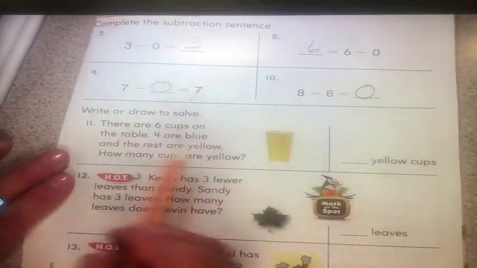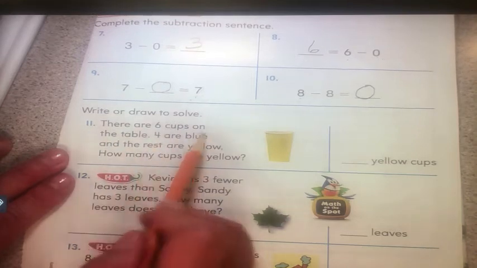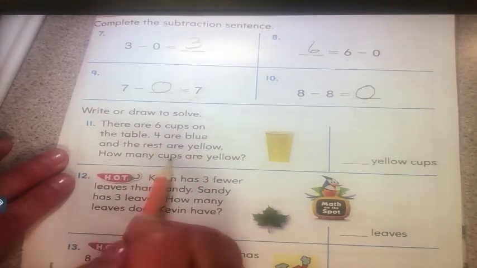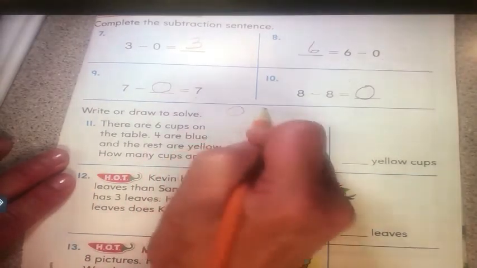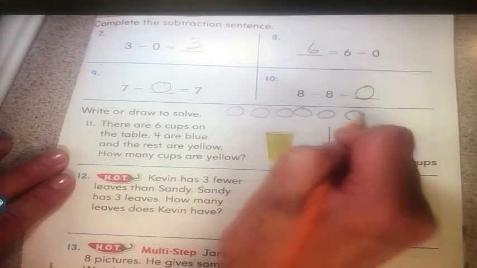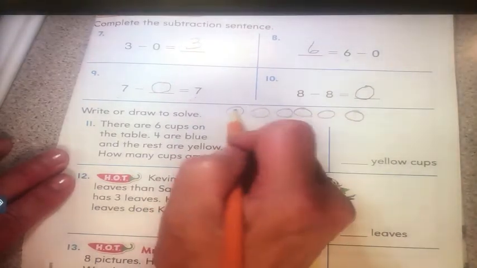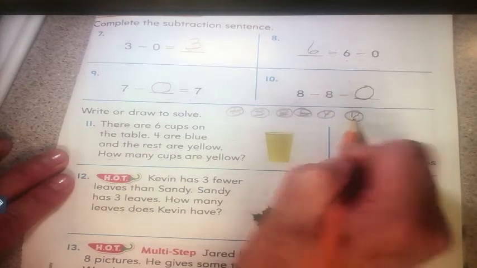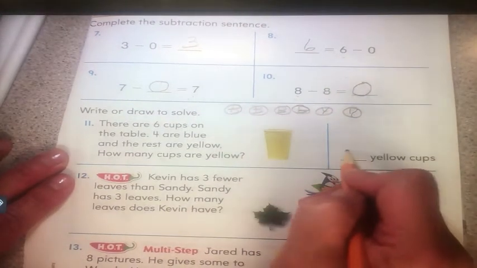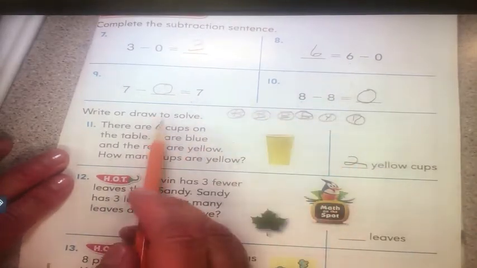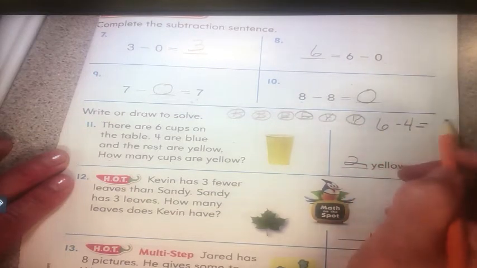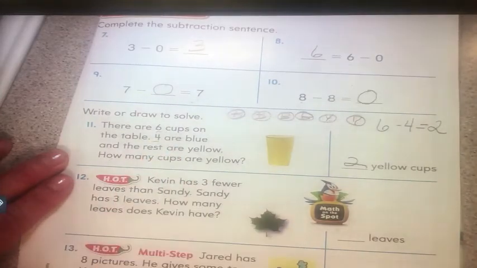Number 11, write or draw to solve. There are 6 cups on the table. 4 cups are blue and the rest are yellow. How many cups are yellow? Well, if we have 1, 2, 3, 4, 5, 6 cups, and 4 of them are blue, and the rest are yellow, how many yellow ones are there? 2 yellow cups. Or you know you're finding the difference. You could have said a number sentence, 6 minus 4 equals 2 to find the difference.